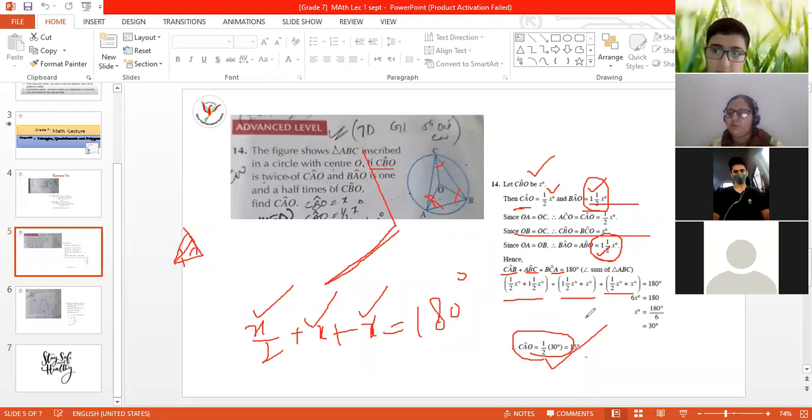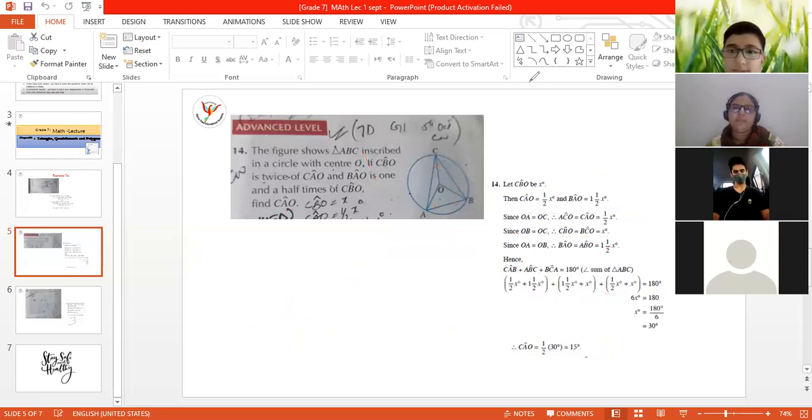You can find the value of x. And when you find the value of x, that is CBO. You have to find CAO. The CAO is half of x degree. You can easily take half of 30 degrees, which is 15 degrees. Right? Okay. Yes. Okay. Thank you.